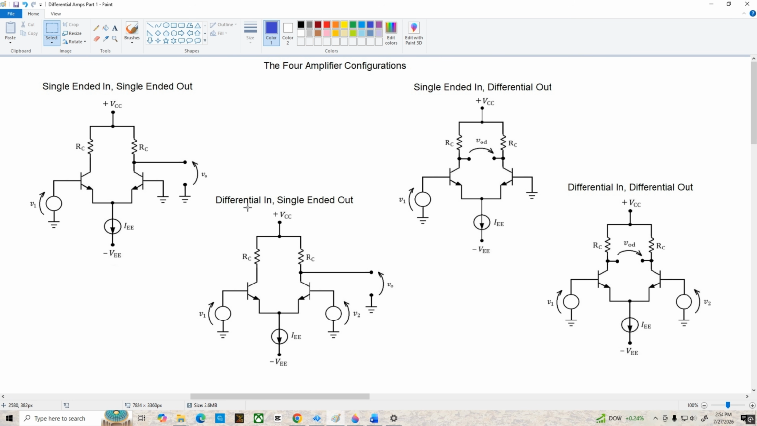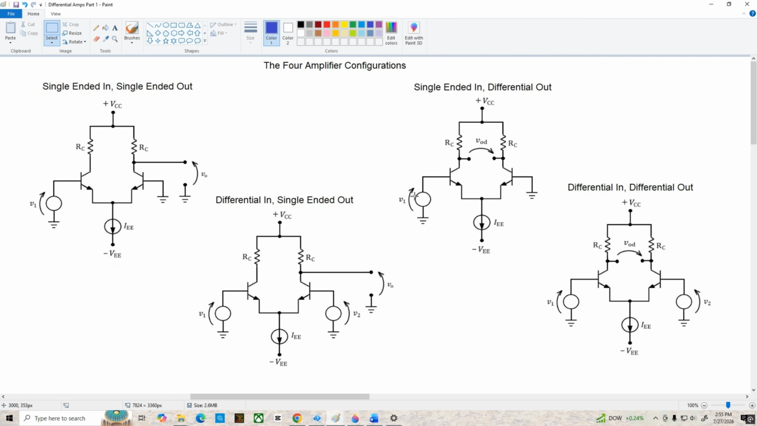Now, the next one we'll look at is differential input, single-ended output, and this is probably the most useful of all the configurations here. In this case, we're still taking the output from the collector of Q2, but we're applying inputs to both the left and right sides of the circuit. That's why we call it differential in, because it turns out this amplifier amplifies the difference between these two input signals.